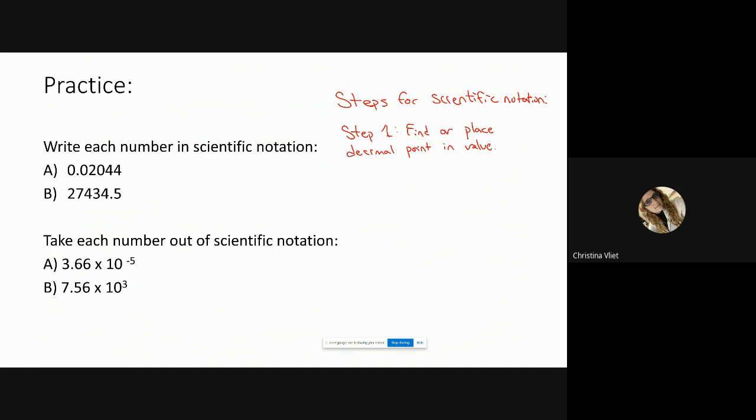Then step two is you have to move the decimal immediately to the right of the first non-zero number.